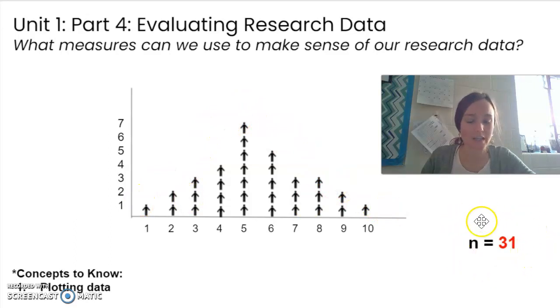You can see n equals 31. N just stands for your population or your sample size, the number of people you tested. And so we tested 31 people, and so n equals 31.